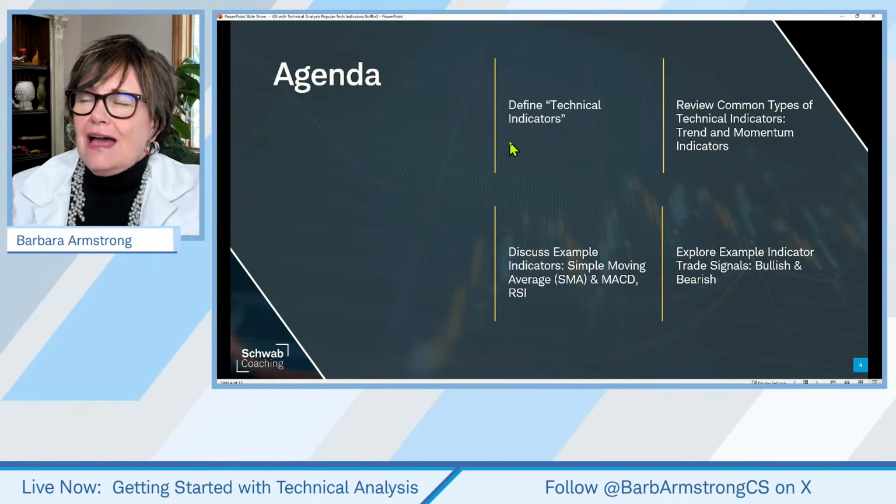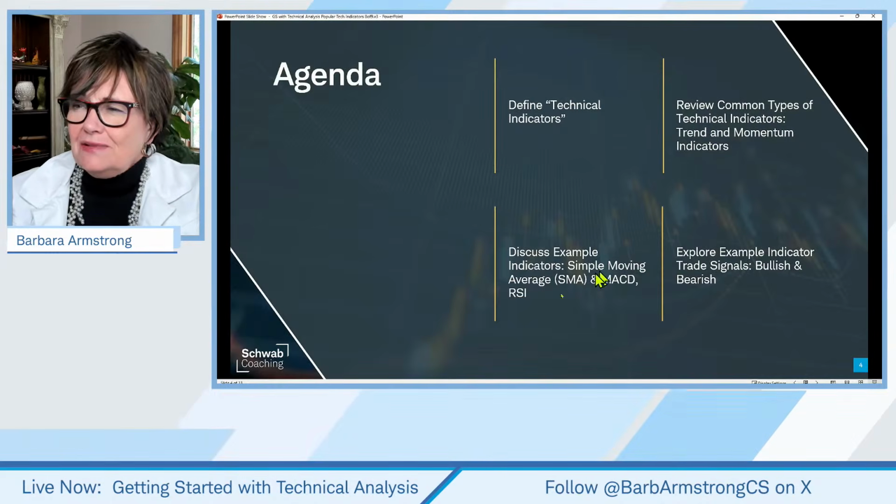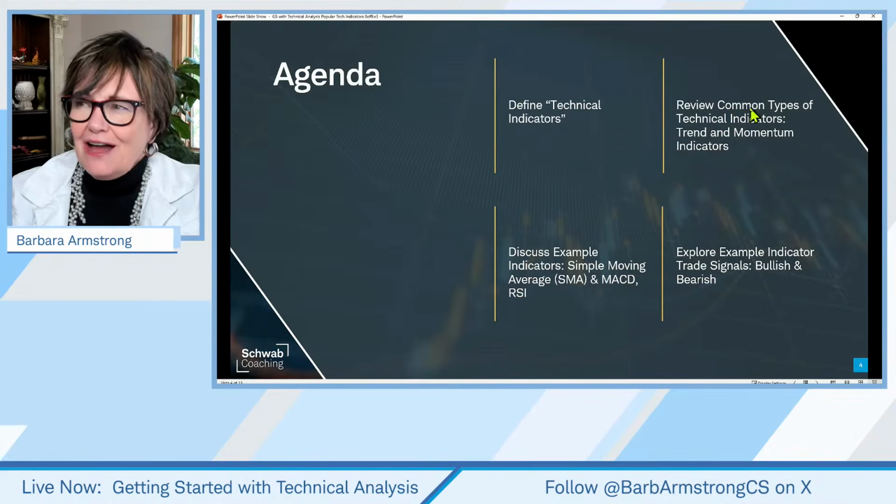So what we're going to look at is what technical indicators are. We're going to look at some common types of technical indicators. And I'm underlining the word common.